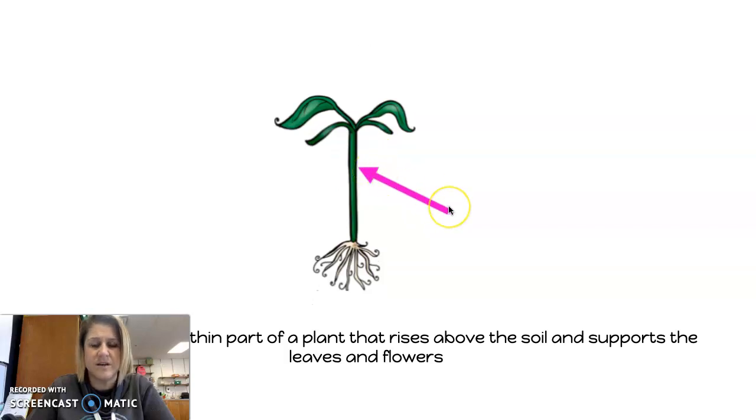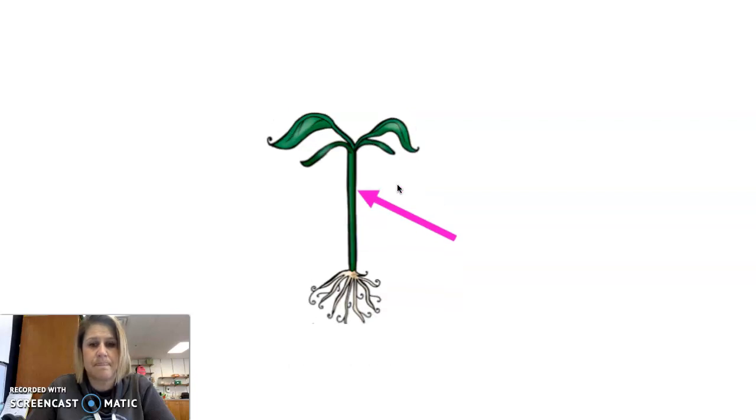All right, what is this called again? Here's the arrow pointing. Nice job. Yep, so up here we know these would be the leaves, these would be the roots, and this part right here is the stem. Awesome. So this part comes above the soil and it supports the leaves and the flowers. Okay, do you remember what this part is called? The stem. All right, and what does the stem support? The leaves and the flowers. Awesome, nice job. So this part right here supports the leaves and the flowers.